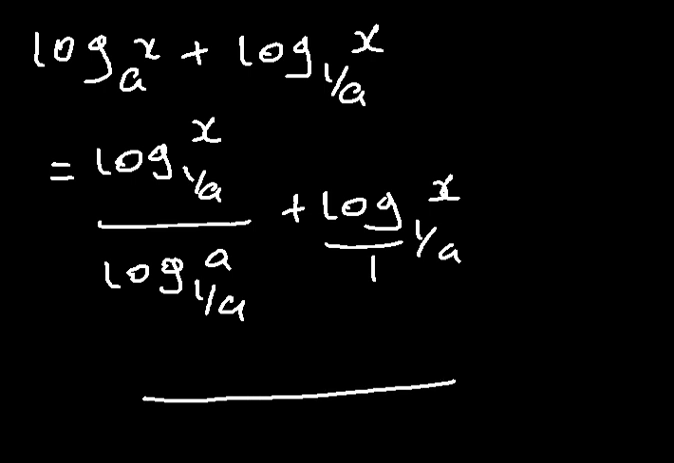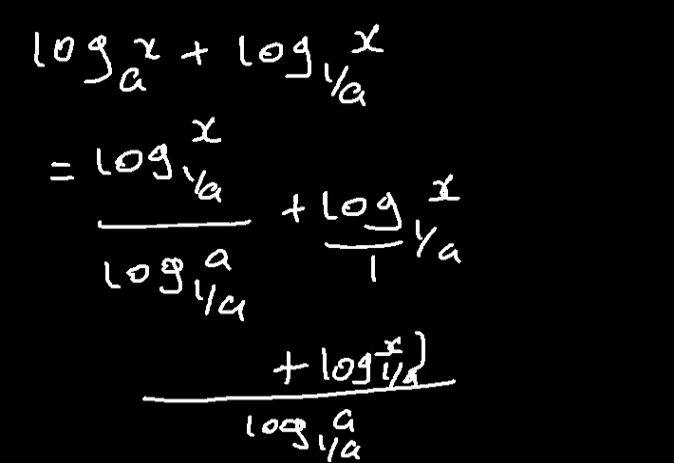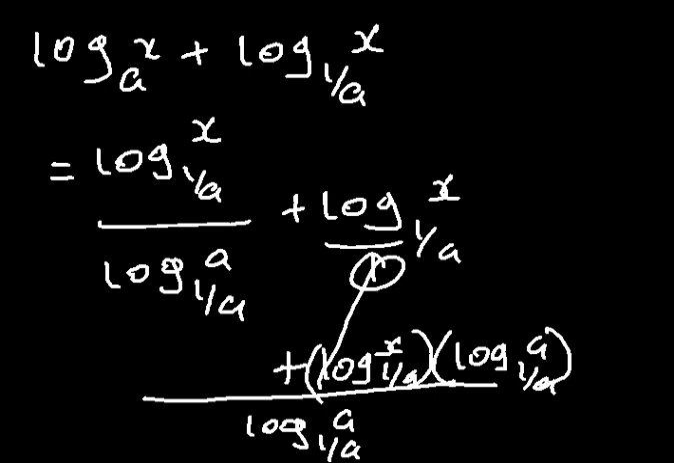What is the common denominator? We have log base 1 over a of a, and here we have plus log base 1 over a of x, and times log base 1 over a of a, because having 1 into this is the same as multiplying by that. Then in the same case, 1 times the numerator, we have log base 1 over a of x.